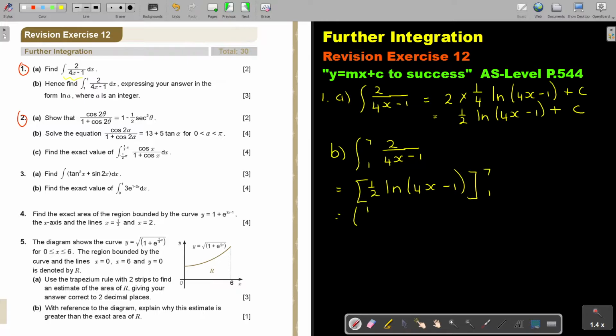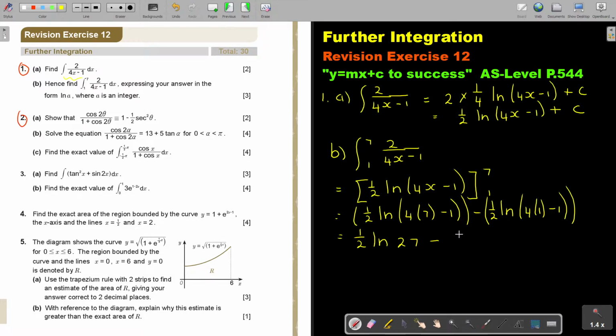So I'm first going to substitute the 7. Okay. And then I'm going to substitute the 1. And that is going to be a half ln. This is 28 minus 1. That is going to be 27. Minus, okay, a half ln. This is 4 minus 1, ln 3. But just read the question. They want it in terms of ln A.